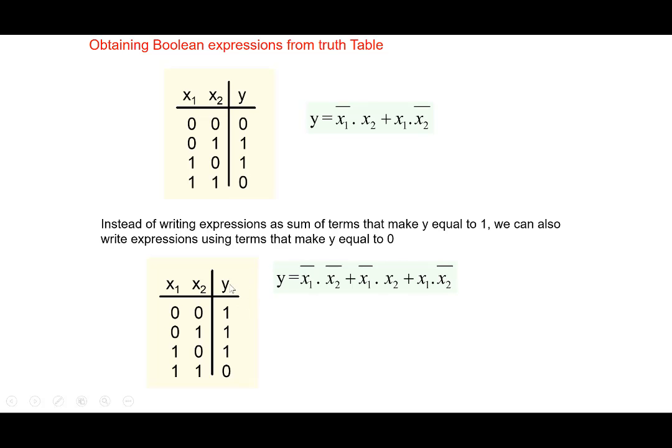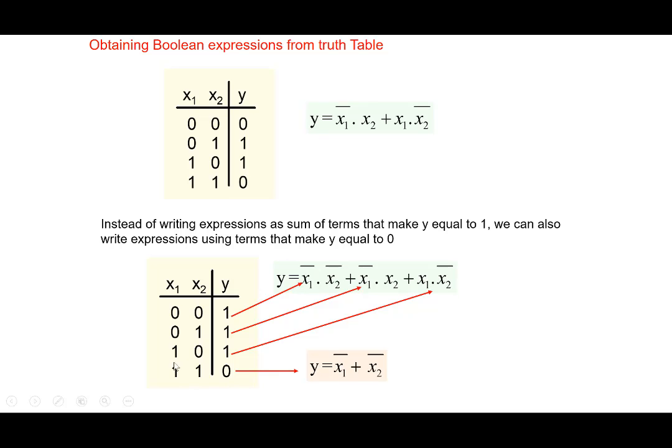But note that it's also true that you can focus on 0 and ask, when is y equal to 0? Well, it's 0 when x1 is 1 and x2 is 1 here. So we can write it in this form also. Y is x1 bar plus x2 bar here. So here we are focusing on when y is equal to 0. Note that when x1 is 1, x1 bar will be 0. And when x2 is also 1, x2 bar is 0, and then it will give 0. For all other cases, y will not be equal to 0 here.